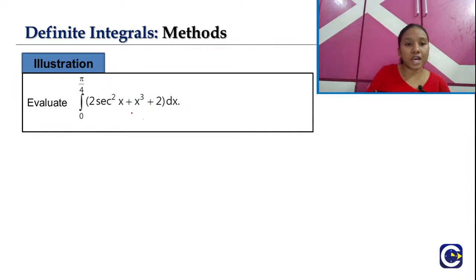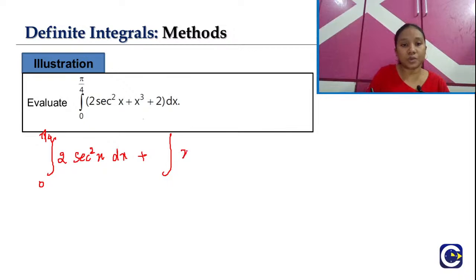So here we have a function that is the integration of secant square x plus x cube plus 2. We can separate it here because we have plus signs, so I am going to separate it. The limits are from 0 to pi by 4. So I can separate secant square x as one function, plus, and the limits will be added to each of the functions. So x cube dx, here also the limit will be the same, 0 to pi by 4, plus the next function is 2. So the integration of 2 dx, and the limits are the same here, 0 to pi by 4.